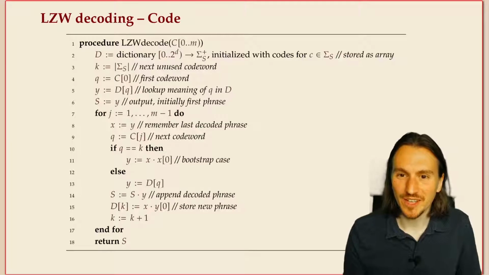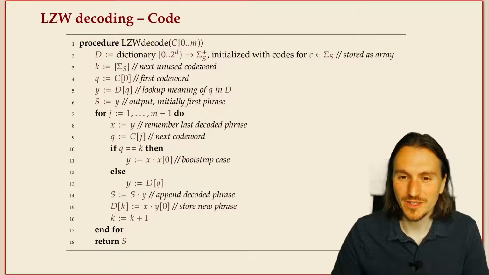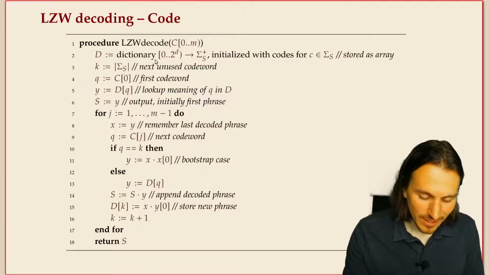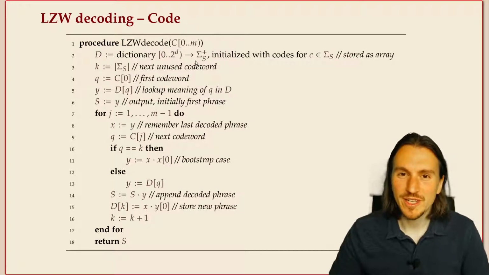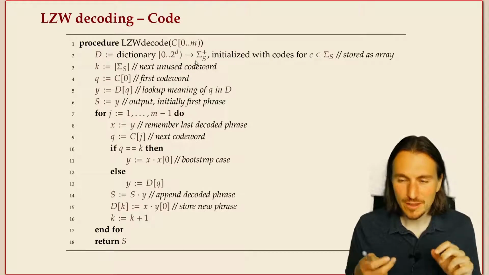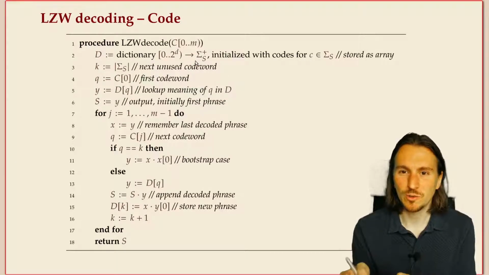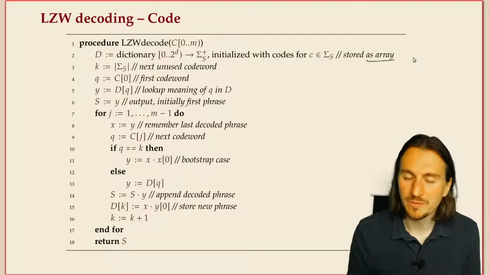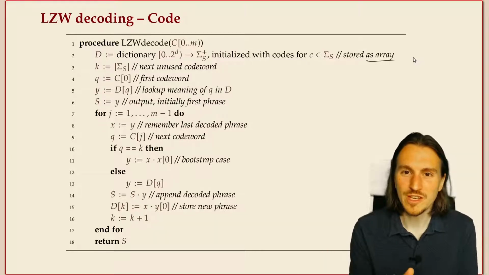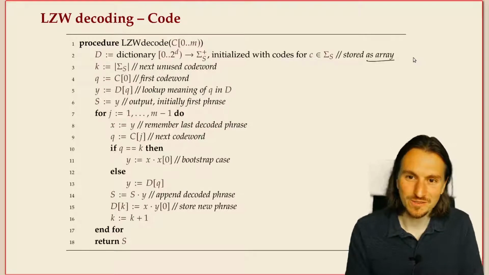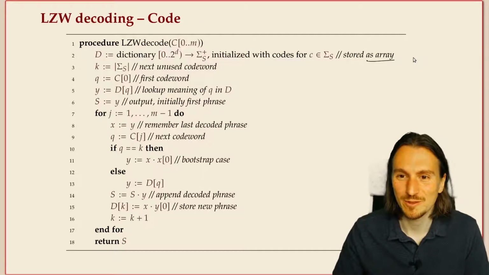So let's briefly look again at the code, how this can be spelled out in a little more systematic way. Again, we need a proper data structure for the dictionary for this to be efficient. Unlike before where we used the trie, here we actually need to find the meaning of a code word given the code word. And that is actually much easier. So we can just use an array where we use the code word as an index, and then the entry in the array is just the phrase encoded as we've seen before.